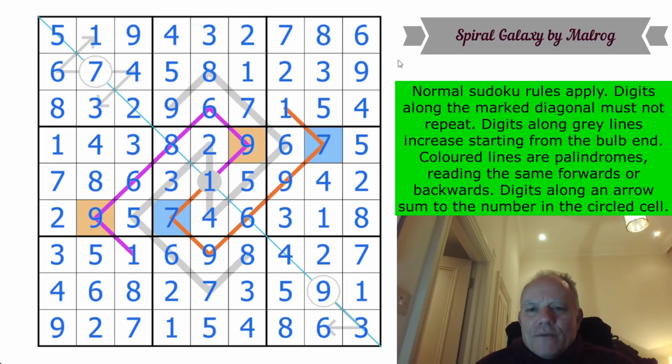That was entertaining, though. It was certainly not warp speed through the galaxy, but it was great fun and a brilliant puzzle. Thank you very much to Malrog.